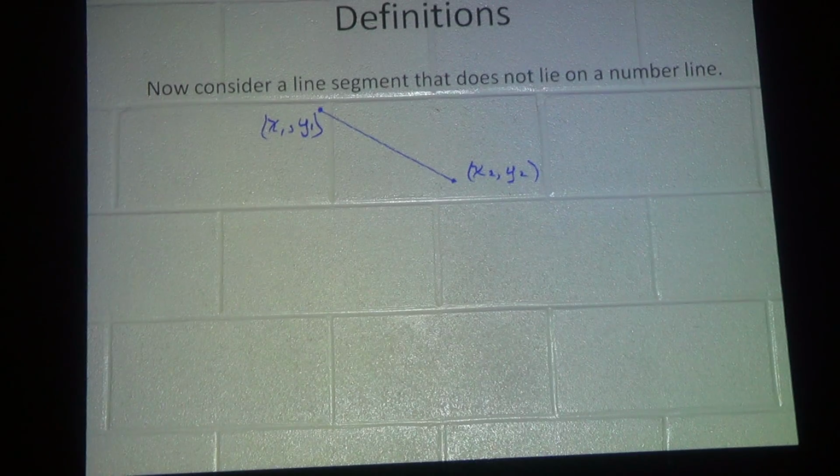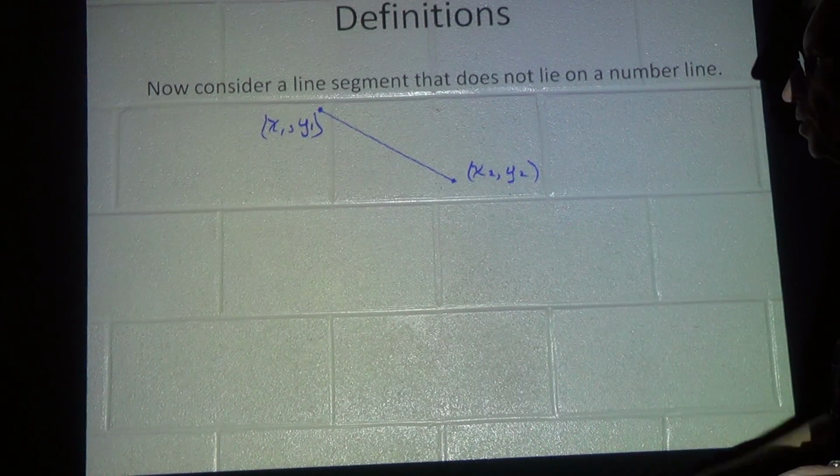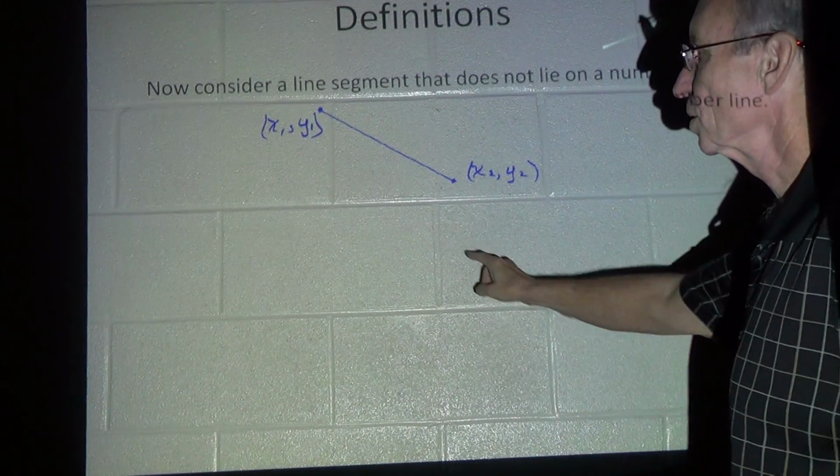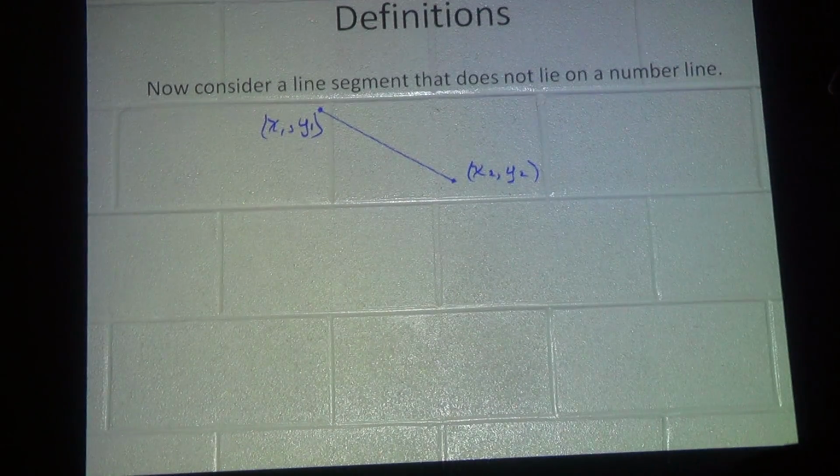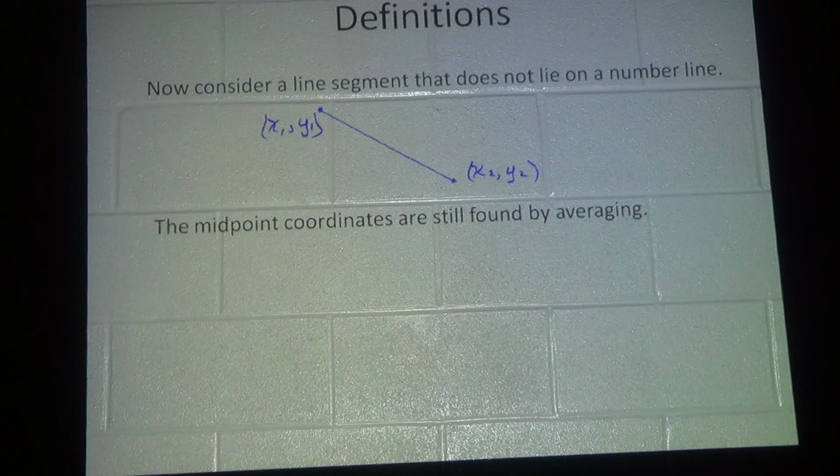Now consider a line segment that does not lie on a number line. In other words, this is on a Cartesian coordinate system. So this is x1, y1, x2, y2. Our formula for that is what we can still find by averaging, except this time, instead of averaging one pair of coordinates, we have to average both pairs.